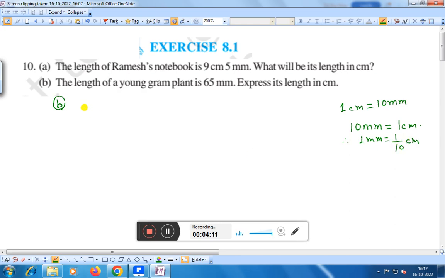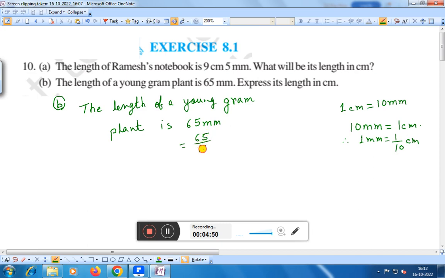Here it is the length of a young gram plant is 65 millimeter. To change the 65 millimeter into centimeter, you have to divide it by 10. Then we can change it as 65/10 cm. If we divide 65/10, we will get 6.5 cm.